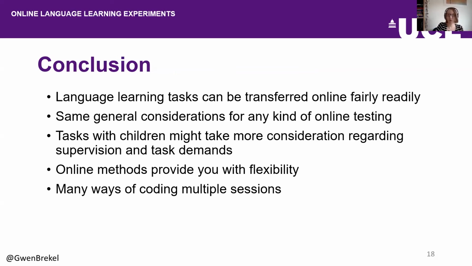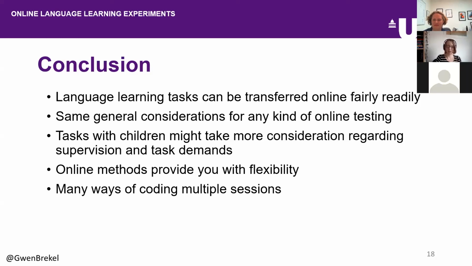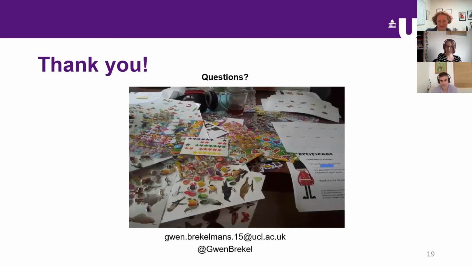So just to summarize my points, if you have a language learning type of experiment, you can generally transfer these type of tasks online fairly readily. You have the same kind of considerations for any kind of online testing if you're working with adults, but if you're working with children, there might be more to think about, particularly about supervision and task demands. And online methods really give you flexibility you might not otherwise have, also in ways of coding multiple sessions. And that is it. Thank you.